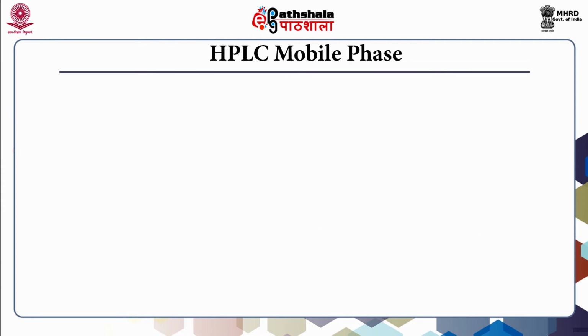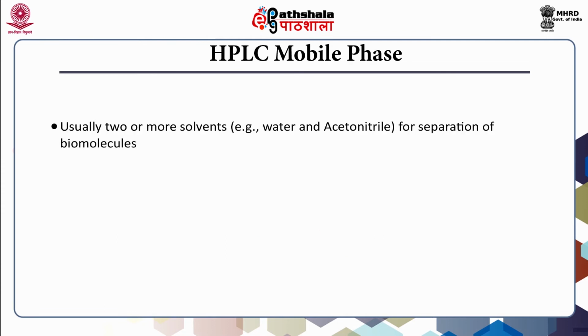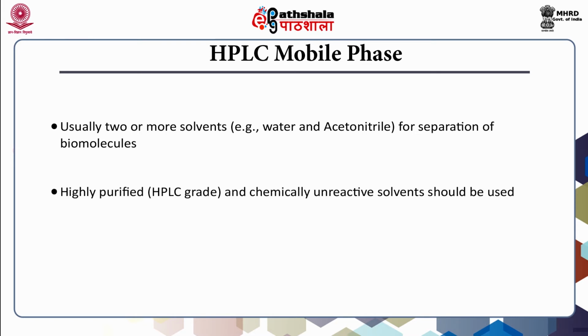HPLC mobile phase usually comprises two or more solvents, such as water and acetonitrile, for the separation of biomolecules. These solvents should be highly purified and chemically unreactive. Why? Because high purity is required; if there are any impurities, they will interfere with the detection system.